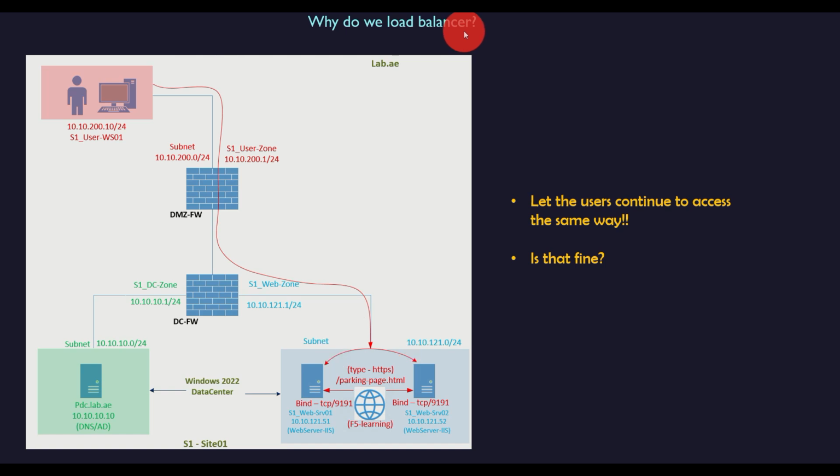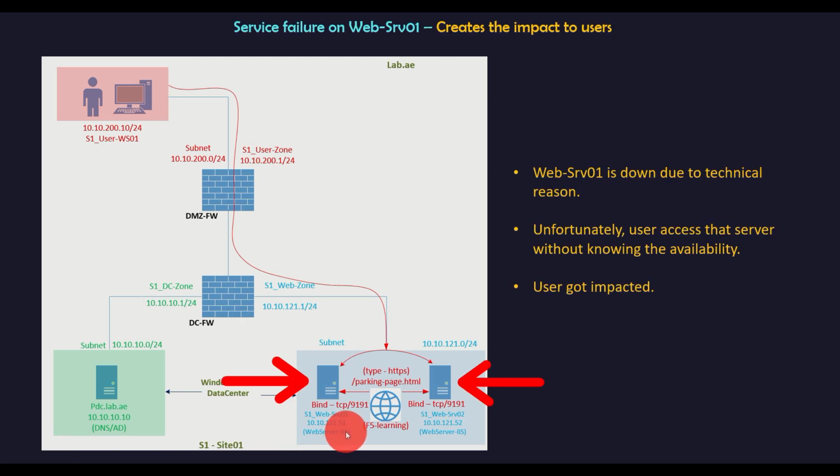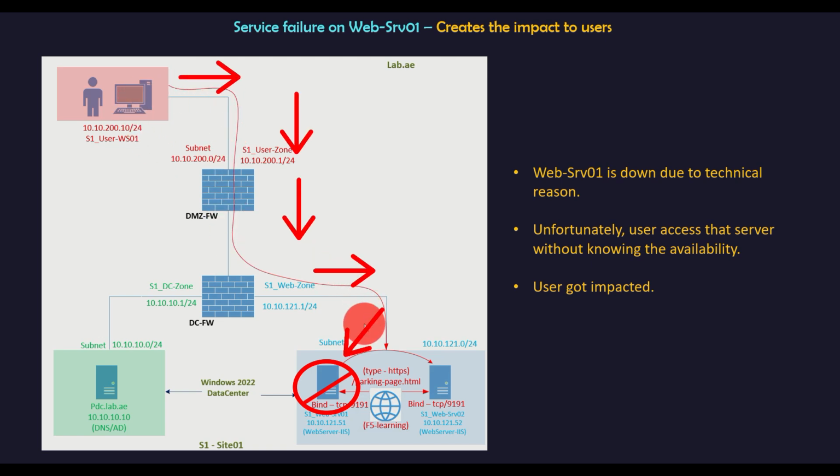Great question. As you know, the Learning Portal web application is configured in two web servers. Assume the case web server 1 is down due to some technical reason. At the same time, a user is trying to access web server 1. What will happen now? The service won't be available, correct?